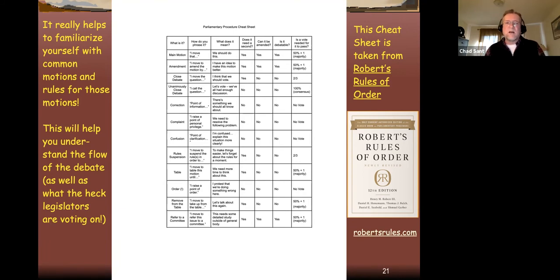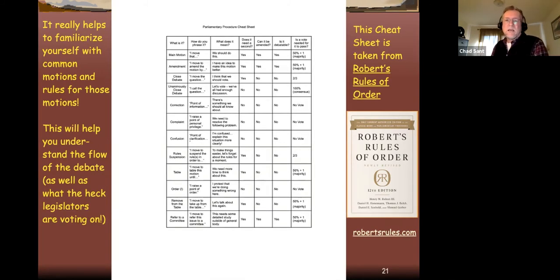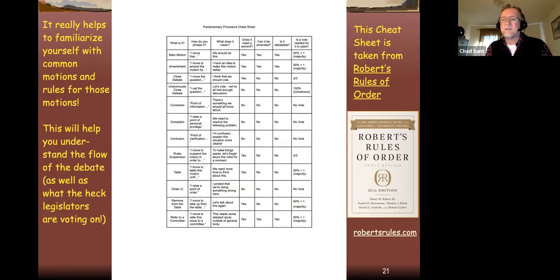And my favorite of all of these, this is the same cheat sheet that I used to pass out to high school seniors when we did our mock Congress, is closed debate, or unanimously closed debate. So you can see, I don't know if you can see my little pointer. Can you see my pointer? Okay, so closed debate, it tells you literally how you say it, and then it tells you the rules.